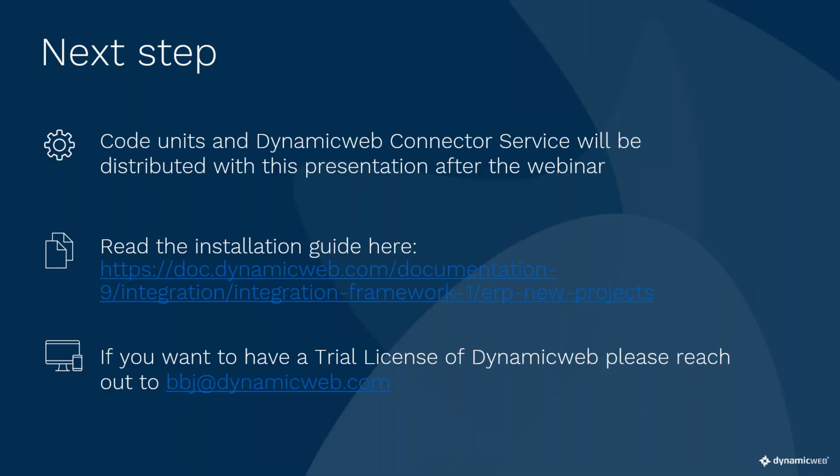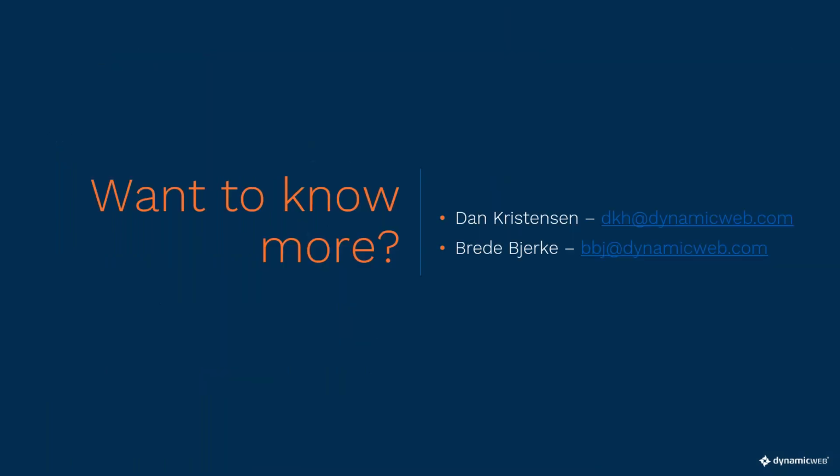So that concludes my live demo and feature walkthrough. So for next steps, we'll distribute all the 4 code units and the connector service after this webinar. And there's a link for the installation guide. And if you want a trial license, then you can reach out to Brother. And if you want to know more, you can always contact me or Brother directly.